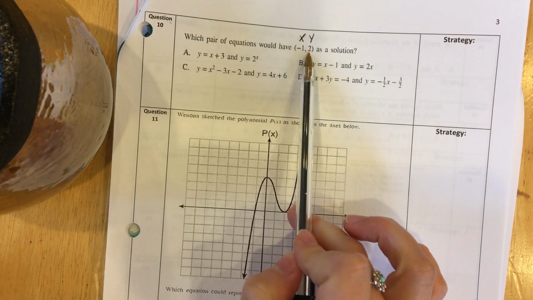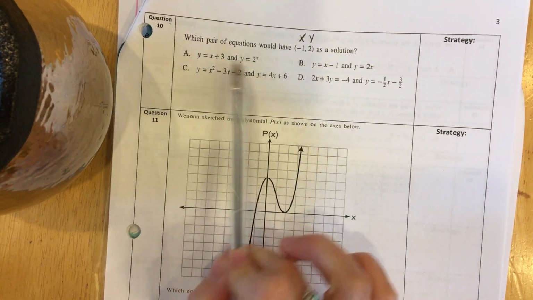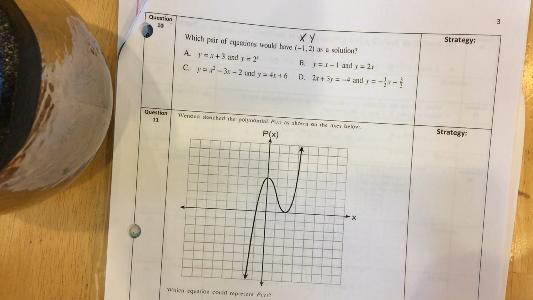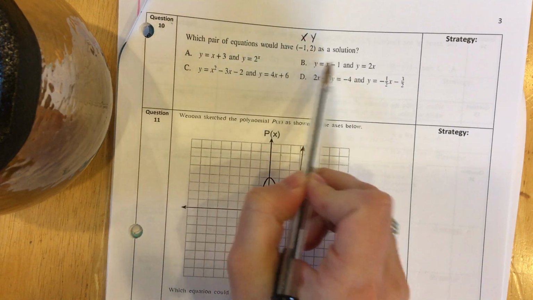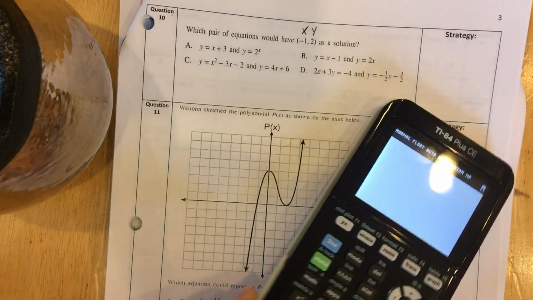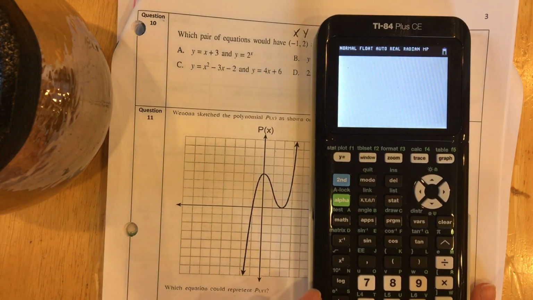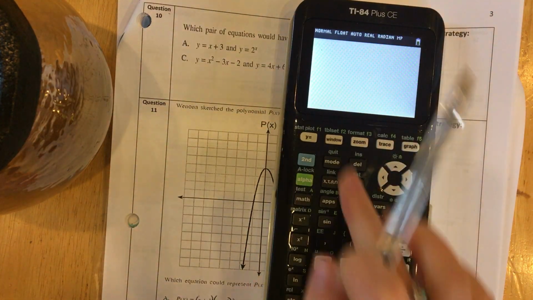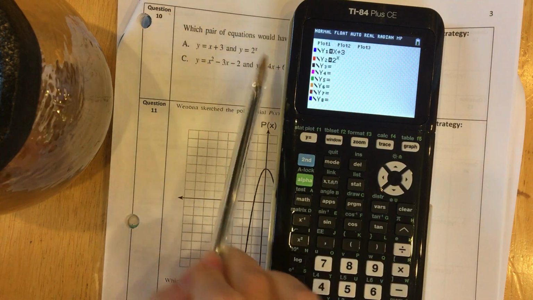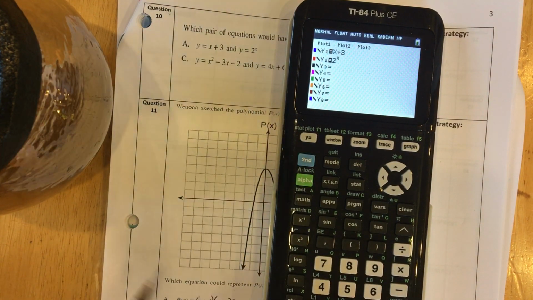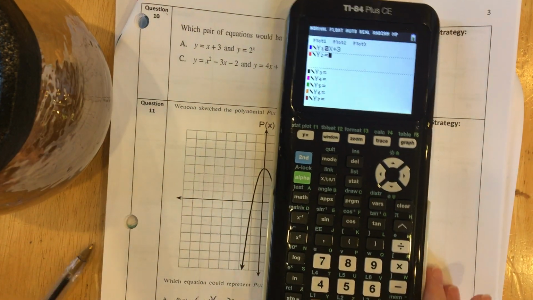So if -1, 2 is a solution to both of these equations, when you plug them in your calculator, you'll see that point in the table. And what's nice about these is that most of these are already solved for y, so it should be quick. So I'll show you the strategy right now. For A, you'd go into your y equals, you'd plug in x plus 3 into y1, and then 2 to the x power. I'm going to show you how I plug that in so that you do this correctly.